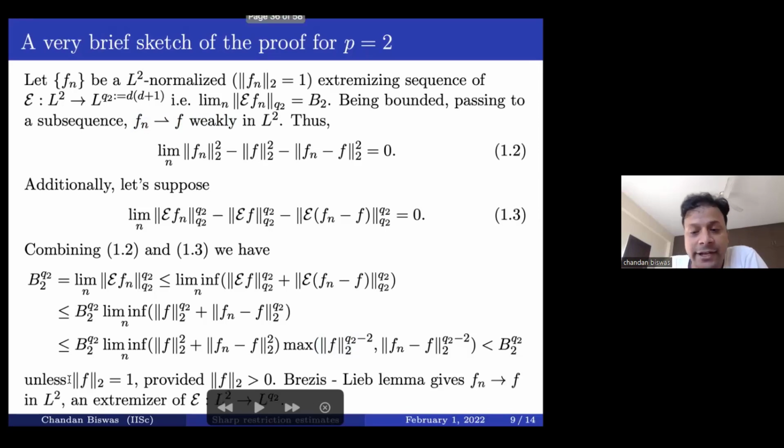So the Brezis-Lieb lemma gives that Fn converges to F in L2, not just weakly, but also in norm. And therefore, F, the weak limit, being a strong limit now, will be an extremizer for the extension operator. Okay. There's a couple of things that I assumed.